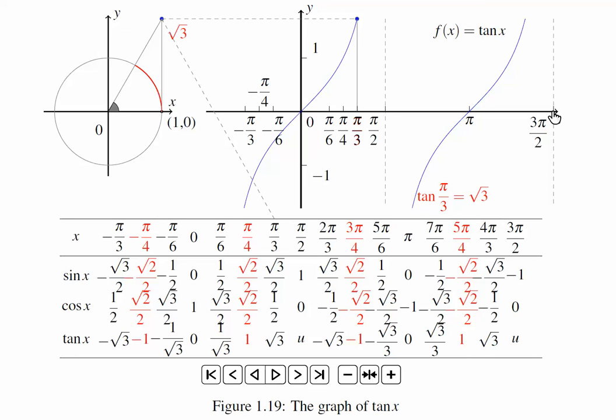All right. Yeah. So that will be the property for tangent x. Okay. So the domain is not included at those places. Range can be any real numbers. And the period is pi.